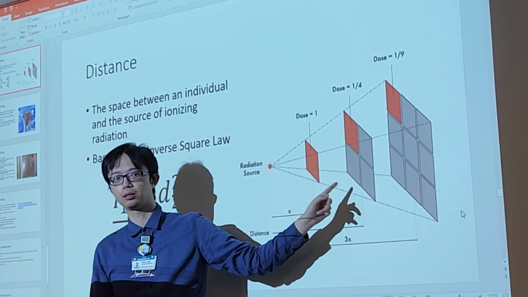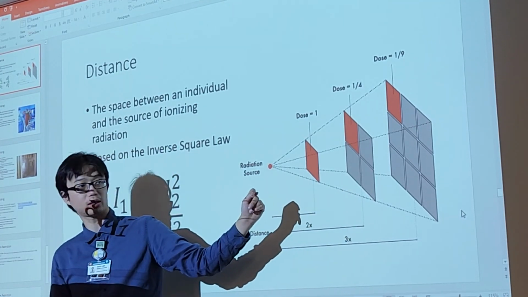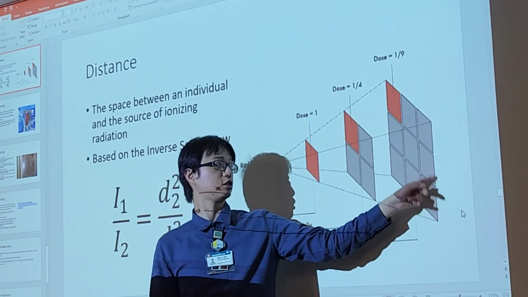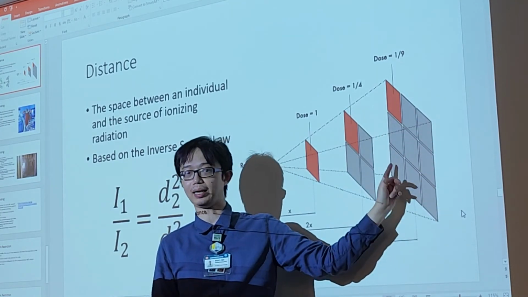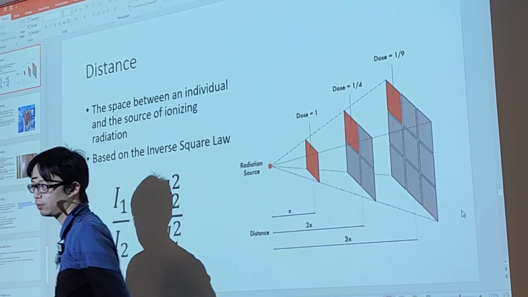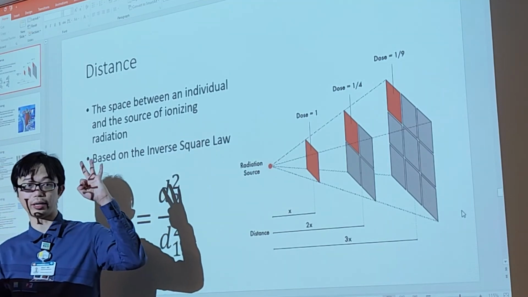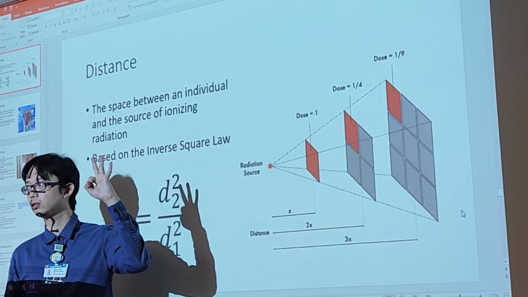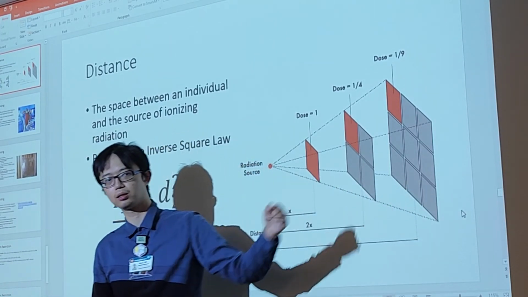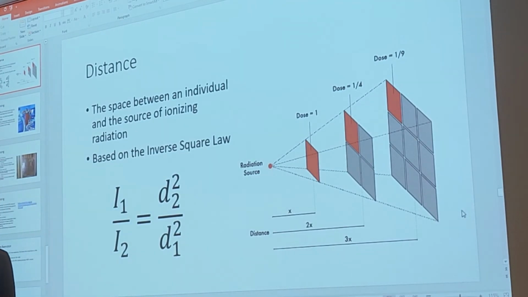Does that make sense? So you double the distance, intensity goes down to 1/4. Right? You triple the distance, now that radiation needs to cover an area of 9 squares. So each square only gets 1/9 of the original radiation. Right? So distance went up by 3 times. 3 squared is 9. So this went down to 1/9. So it's just another way to illustrate the inverse square law.